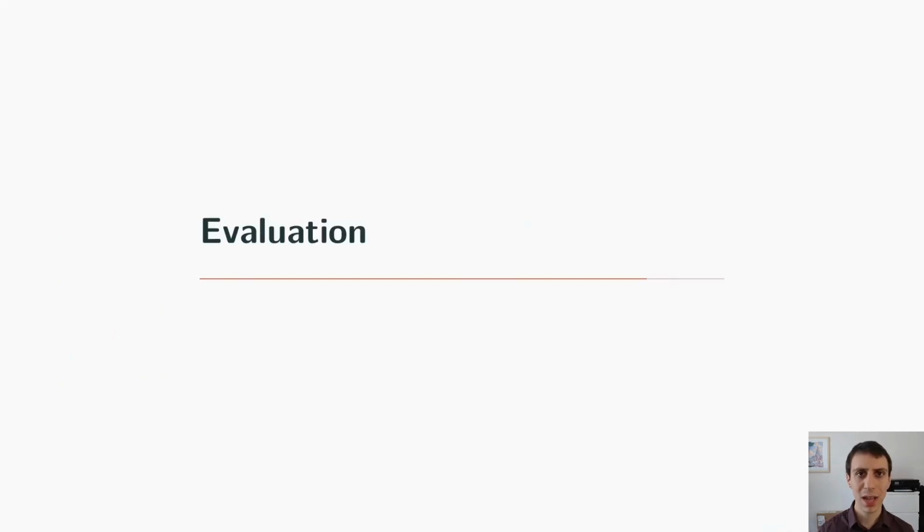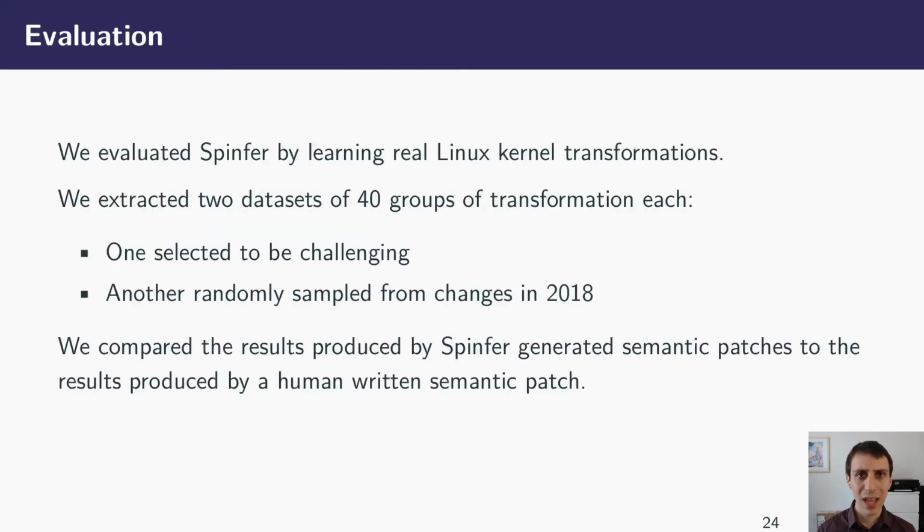I will now talk about the evaluation we performed on Spinfer. We evaluated Spinfer by learning from real Linux kernel transformations. We constructed 2 datasets of 40 groups of transformations each. One dataset was constructed to be particularly difficult in terms of transformation challenges, as we saw earlier. The other one was selected from randomly sampled transformations in 2018.